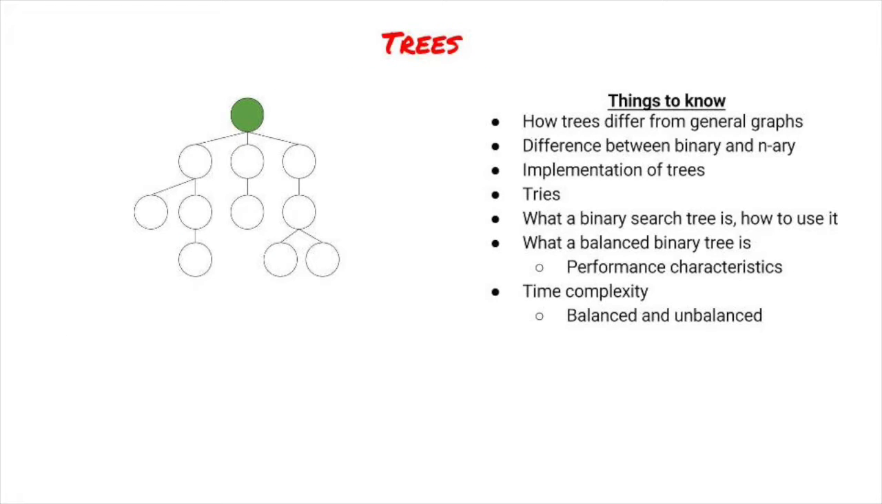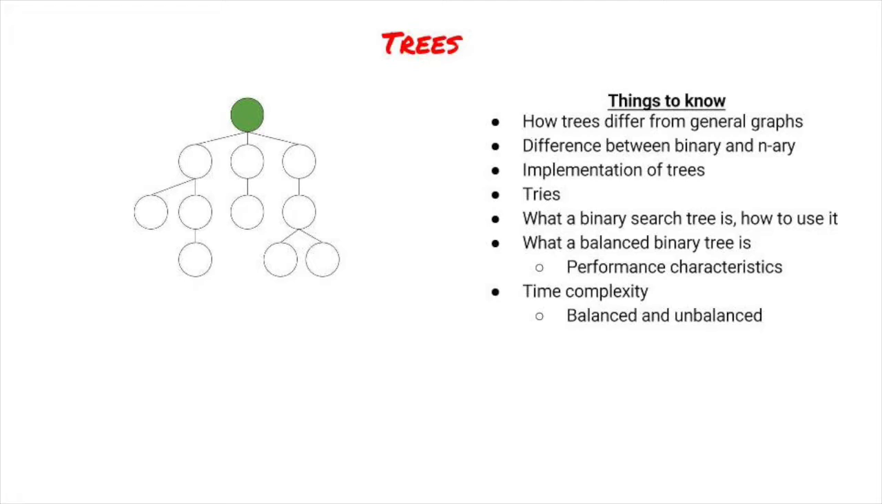Continuing on is trees. You should know what a tree is and why and how it's different from a general graph. You should be able to implement binary trees and n-ary trees. An important type of tree is a trie, T-R-I-E, and you should be able to implement one. Know what a binary search tree is and how to search in it.